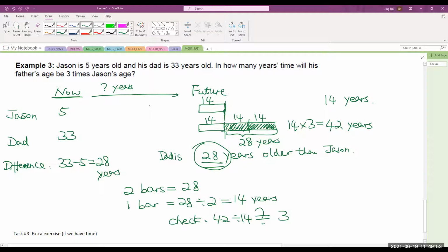However, we're not answering the question. The question is asking in how many years' time. It's not asking what's everybody's age. Okay, the question is not asking about everybody's age. It's asking in how many years' time. What is this distance between now and the future? That's the question. Anybody? How do we figure that out? Irene?